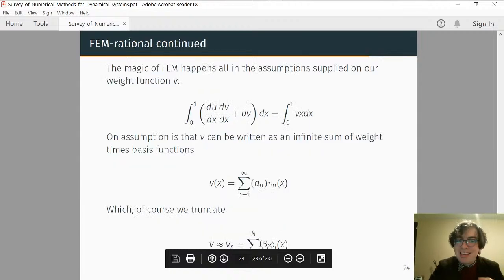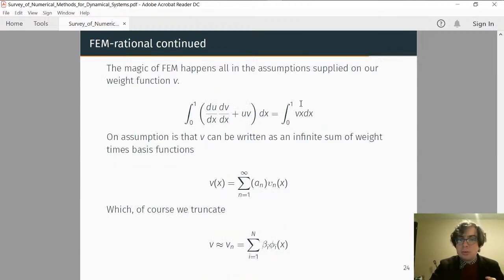So the real magic of FEM happens to that v. It happens to all of the assumptions we put on our function v. All those assumptions of the behavior of the function: differentiability, integratability. Can we integrate v? Can we differentiate v? Is v continuous? Is v smooth?